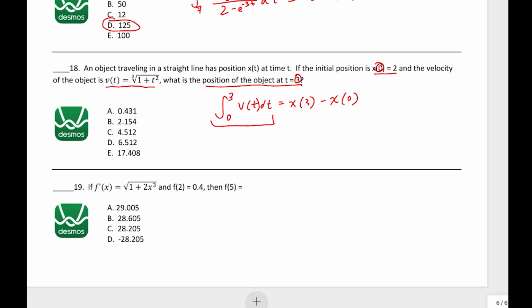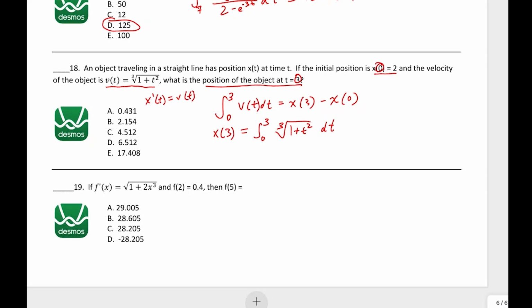Now, this is a multiple choice question, so you don't have to worry about all the little details, but it's worth noting here that the derivative of x is v. If it were a free response question, you definitely want to make sure to write that. So x of 3, which is what we're looking for, the position at time 3, is equal to the integral from 0 to 3. Since this is a calculator problem, I'm going to write out exactly what we're going to type in the calculator, which instead of v of t will just be that function, the cube root of 1 plus t squared dt.